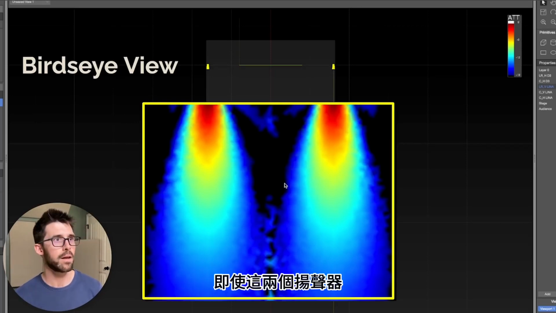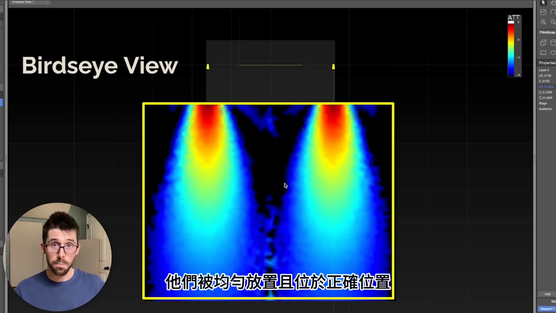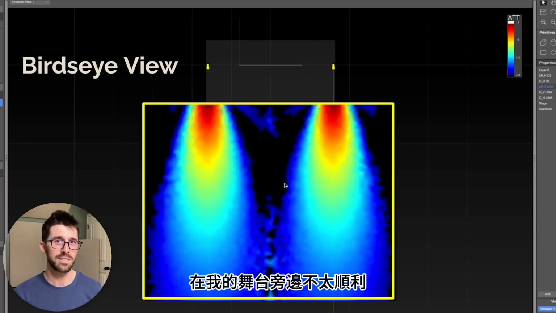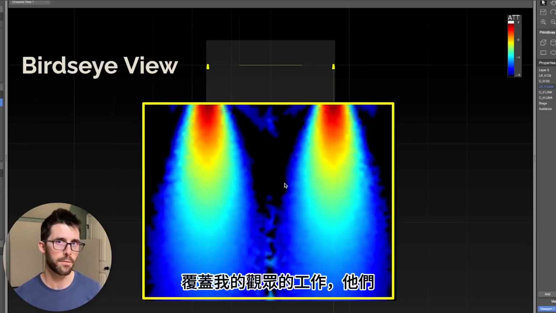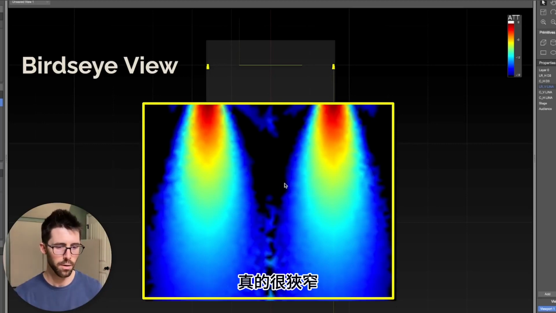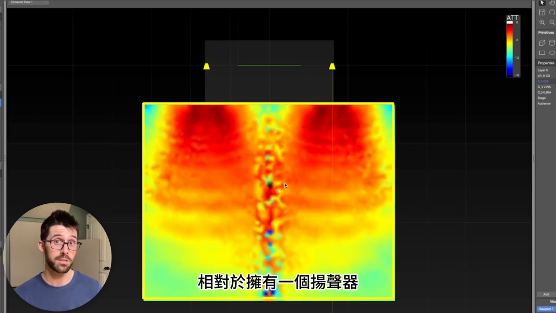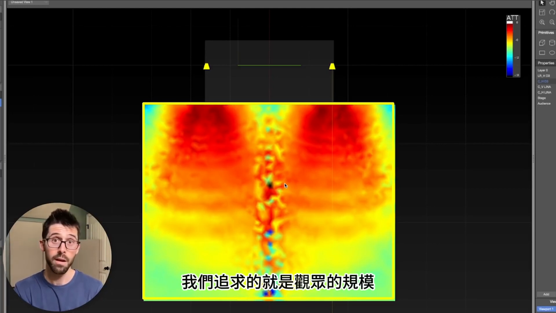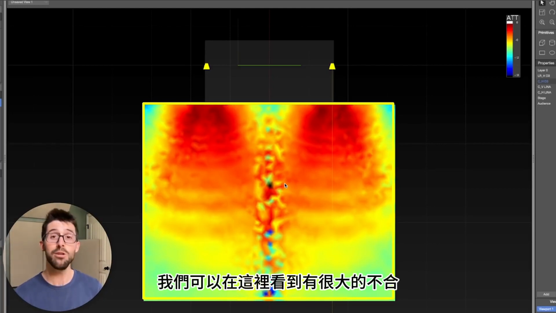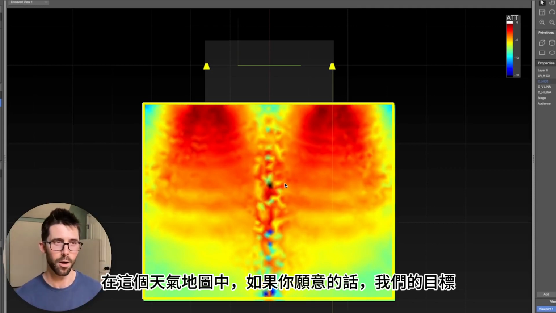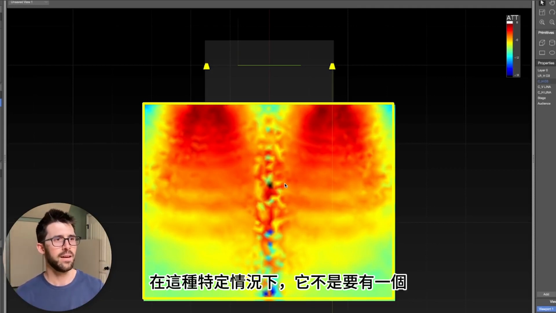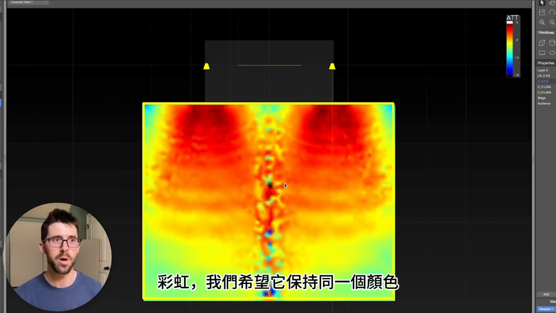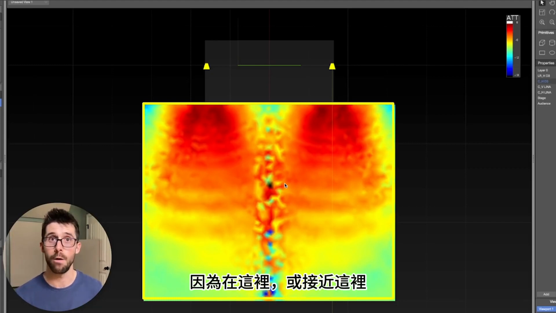It's not very loud right there. So these 2 speakers, even though they're placed evenly and they're right next to my stage, are not doing a good job of covering my audience. They're really narrow, versus having speakers that are perfectly fitted to match up with this audience size, which is what we're going for. So we can see here, there's a huge disparity in this weather map, if you will. The goal in this specific case is not to have a rainbow. We want it to be the same color throughout, or close to it.